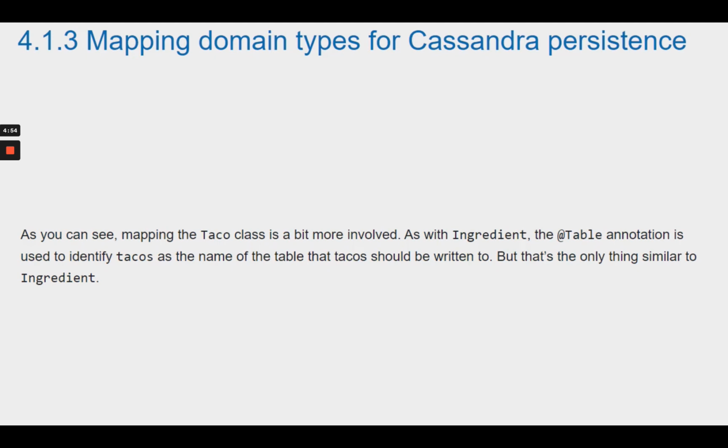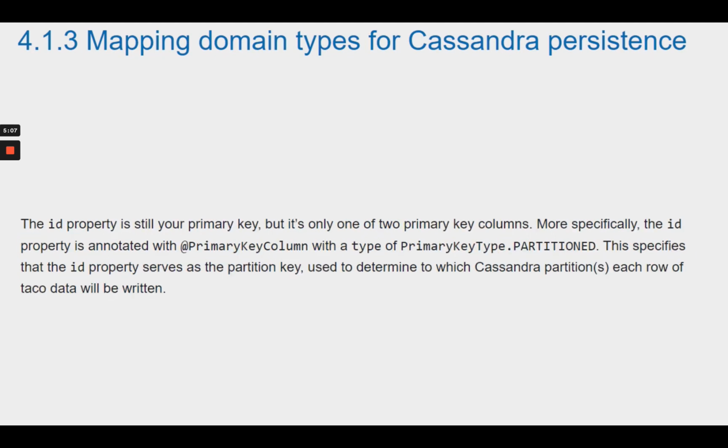As you can see, mapping the Taco class is a bit more involved. As with Ingredient, the @Table annotation is used to identify tacos as the name of the table that tacos should be written to. But that's the only thing similar to Ingredient. The ID property is still your primary key, but it's only one of two primary key columns. More specifically, the ID property is annotated with @PrimaryKeyColumn with a type of PrimaryKeyType.PARTITIONED. This specifies that the ID property serves as the partition key, used to determine to which Cassandra partition or partitions each row of Taco data will be written.